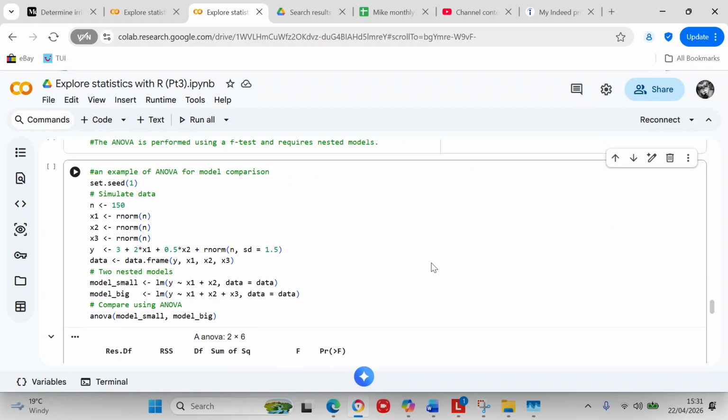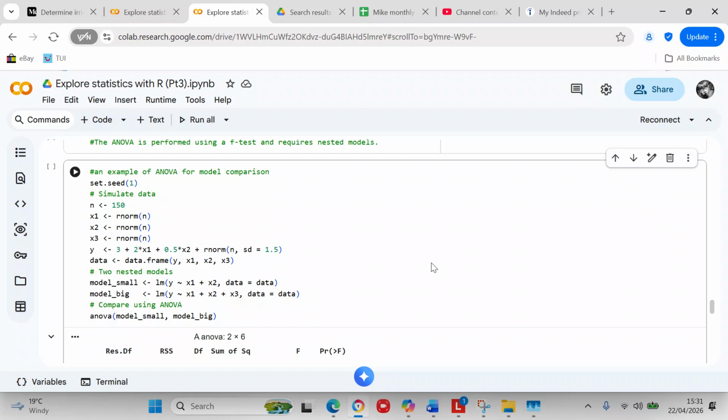So you've got x1 equals rnorm, that is a randomly sampled normal distribution of 150 samples. x2 becomes rnorm(n), which is 150 samples. And x3 becomes rnorm(n) with 150 samples. So y becomes 3 plus 2 times x1 plus 0.5 times x2 plus rnorm(n), that's 150 samples, and standard deviation of 1.5.